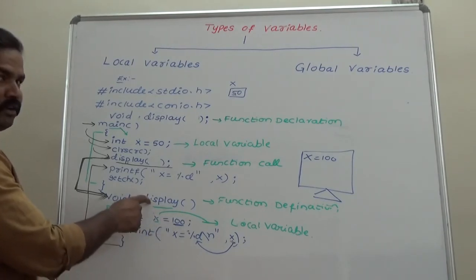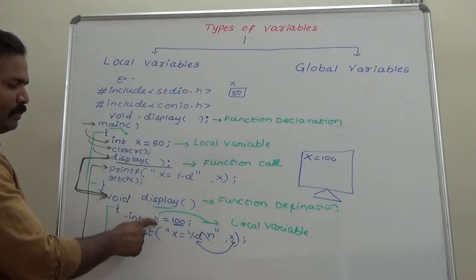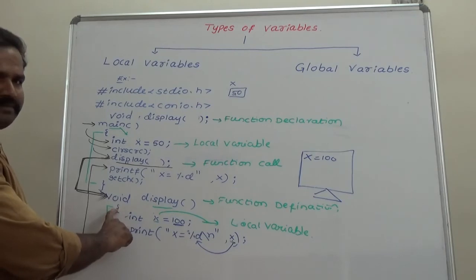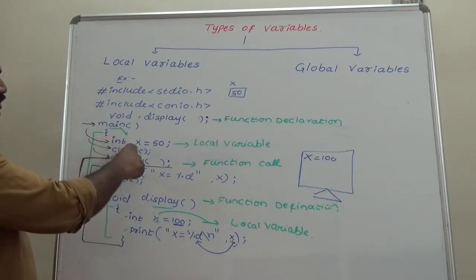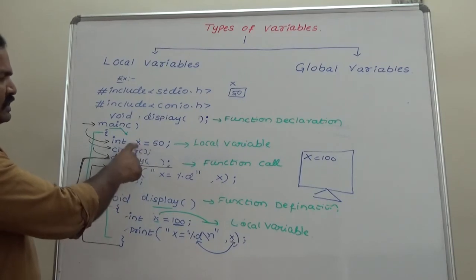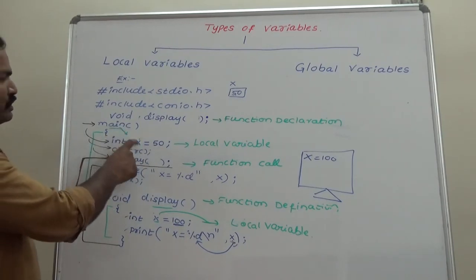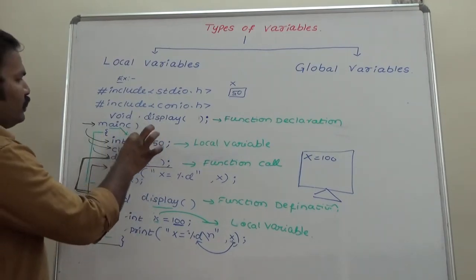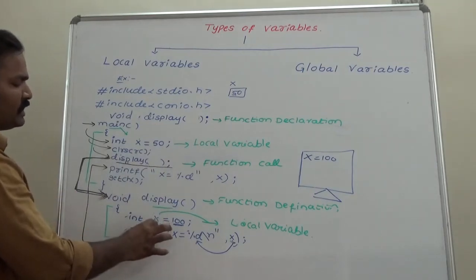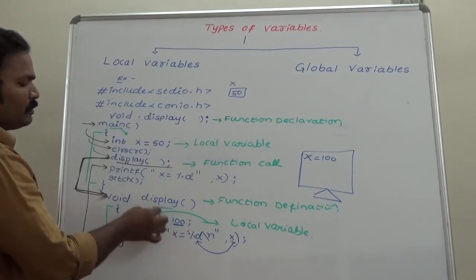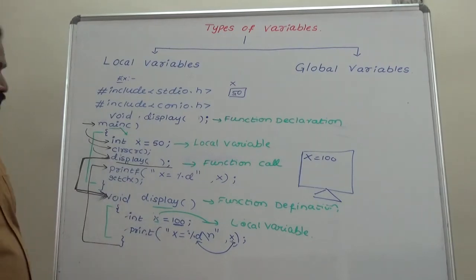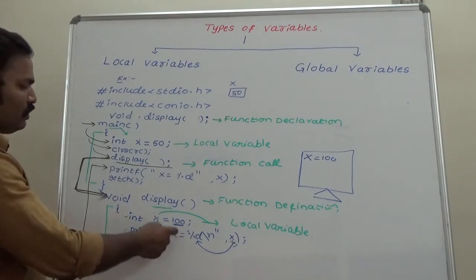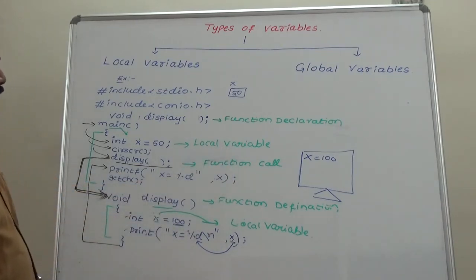So x is a local variable of the display function, and we can use this x variable only within the function. Same here also. For the main function, x value is 50. x is a local variable of the main function. So we can use the x variable only within the main function. Okay. So we can't use this x variable in the display function, same as we can't use the local variable of the display function in the main function, because the scope is limited to the function only. Okay. Right. x value printed on the screen.